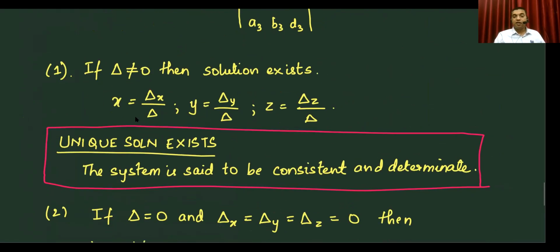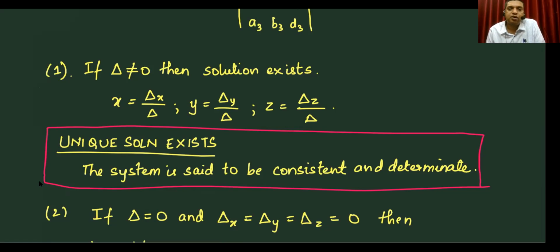Now you can have not just x, y, z. You can have any number of unknowns and any number of equations. Meaning the number of equations should be equal to the number of unknowns. Only then you can solve. If you have two variables, you should have two equations. If you have three unknowns, then you should have three equations. If you have five, you should have five equations.